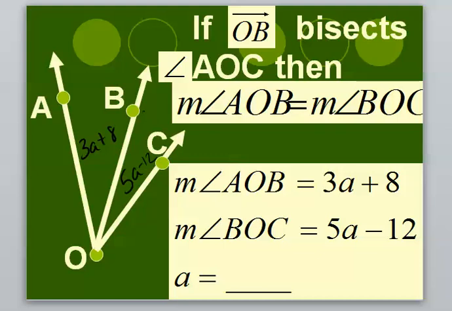Since the ray bisects, it cuts this angle into two congruent parts, and even if they don't look congruent on the picture, we've been told that it's a bisector, so these two halves are equal. You're just going to take the expressions, the 3A plus 8 and the 5A minus 12, and set those equal. So 3A plus 8 equals 5A minus 12, and we'll solve the equation.